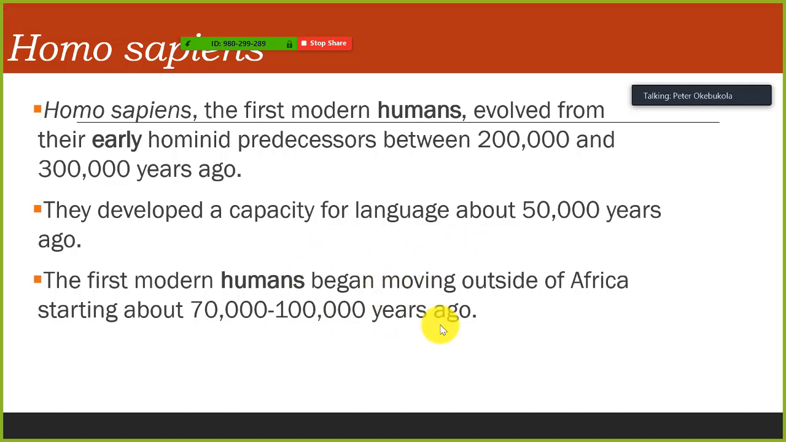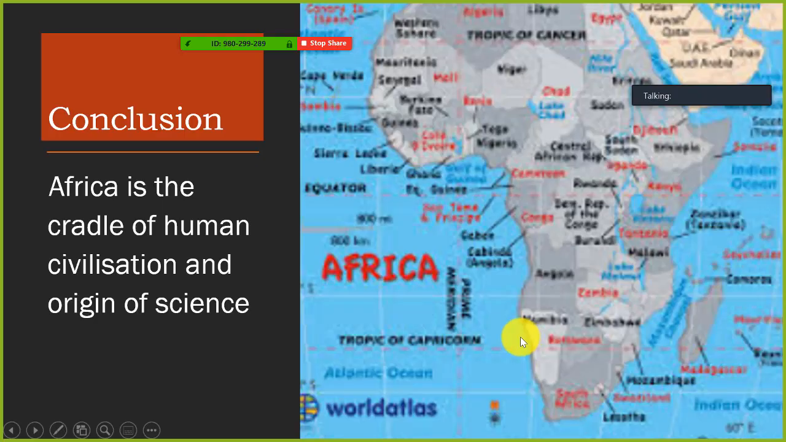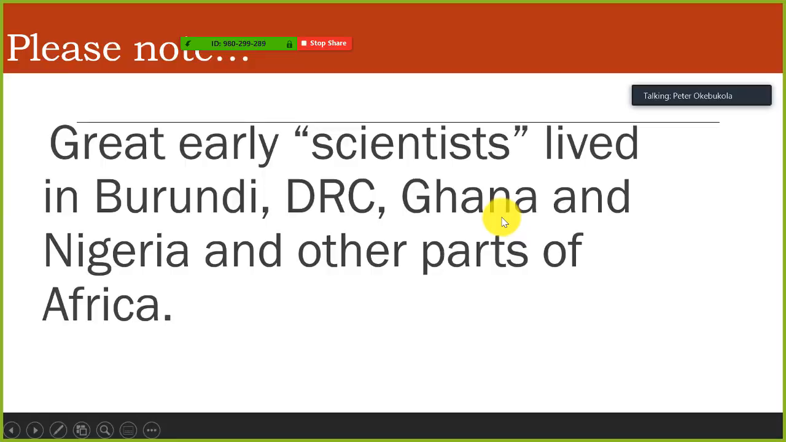The early humans, as we said, came out from Africa, but they started moving out of Africa to other parts of the world from 70,000 to 100,000 years ago. That's us, Homo sapiens. What's my conclusion? Ladies and gentlemen, my conclusion is that Africa is the cradle of human civilization and also the cradle of origin of science. I'm sure you'll agree with that.